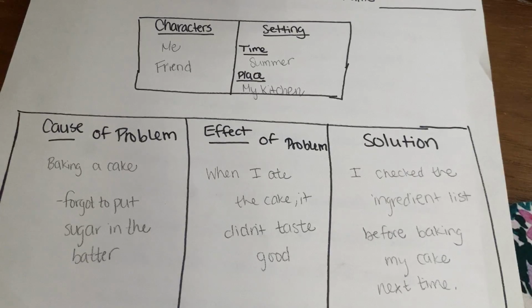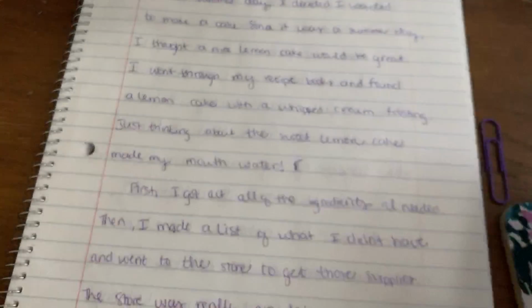I don't want your story to be, I made a cake. I forgot to put sugar in it. When I tasted it, it tasted bad. Next time, I'm going to look at the ingredient list. There's no details there. That's a really boring story. So you need to ensure that you include details. I'm going to read my story out loud to you, and I'm going to point out some things along the way that I purposely included to make sure that I'm putting important events, transition words, and details in. So I'm going to go ahead and start.